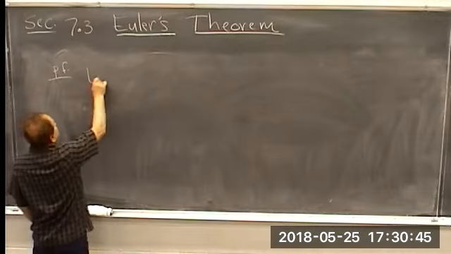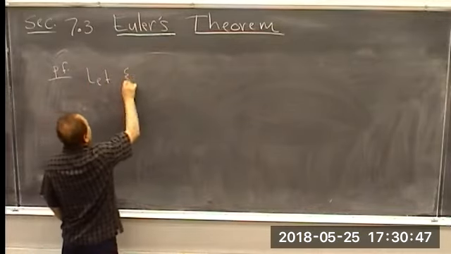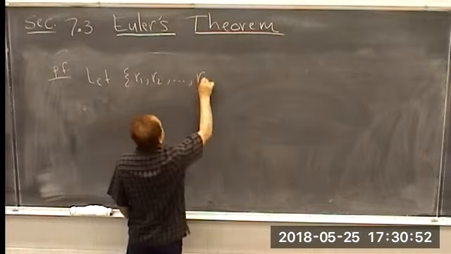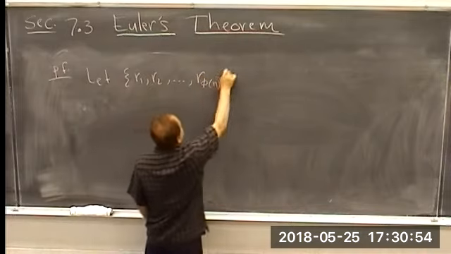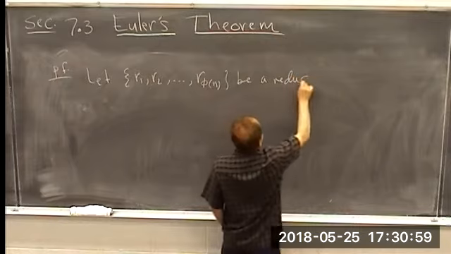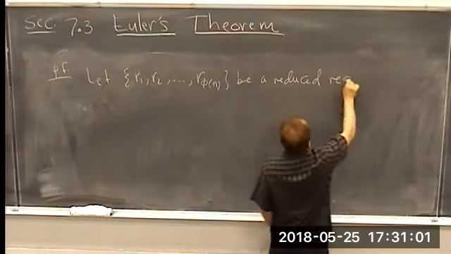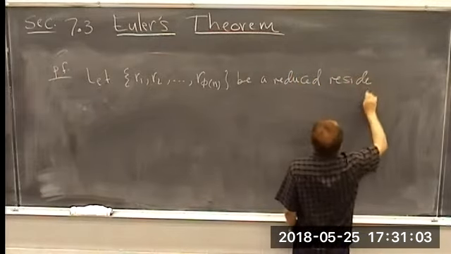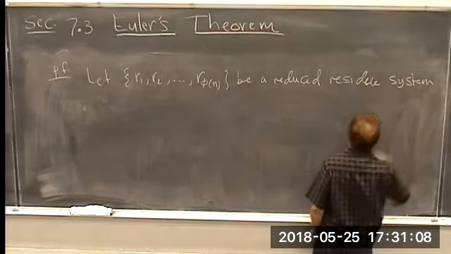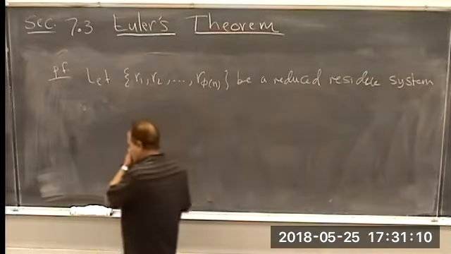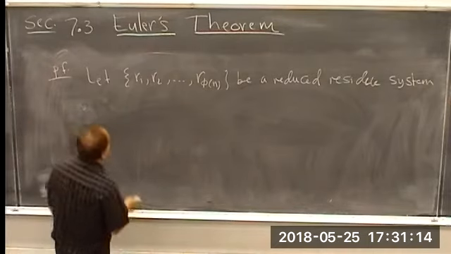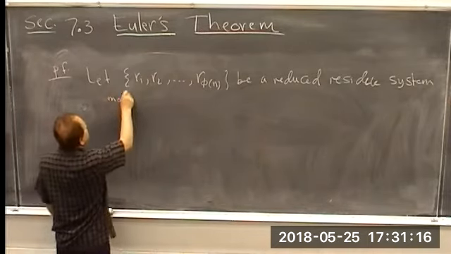All right, so we're going to let R1, R2, up to R phi of n be a reduced residue system mod n. It doesn't have to be the 1, 3, 5, 7 or whatever we took in there. Any reduced residue system mod n.